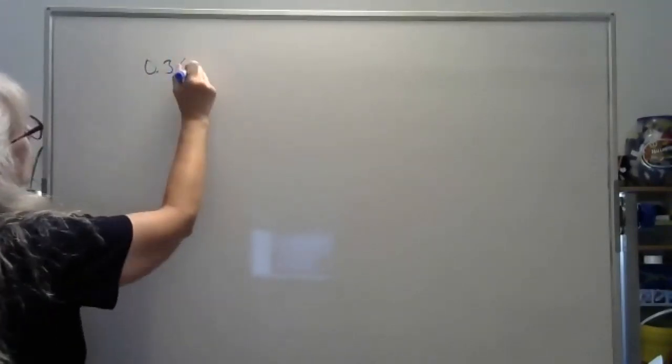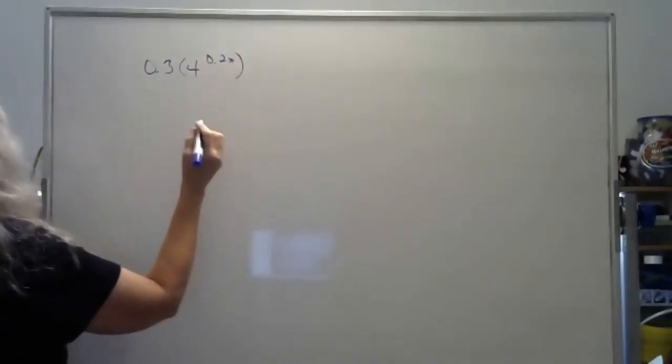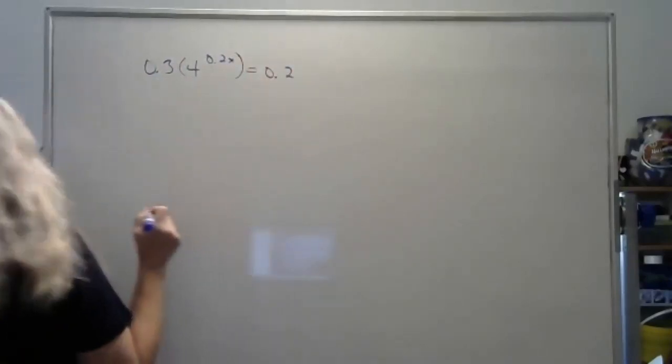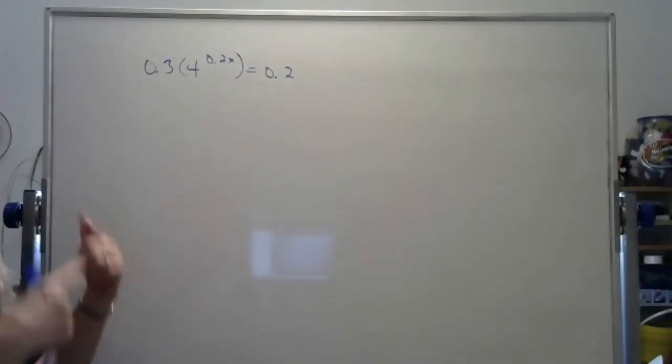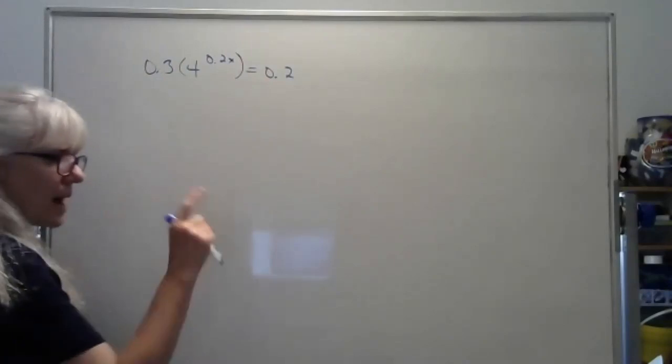Okay, so one more of these. So what if we have 0.3 times the quantity 4 raised to the 0.2x, and that's going to be equal to 0.2. That's a lot of decimals. And because we're headed to those application problems tomorrow, you see a lot more decimals floating in all of a sudden. Okay, so we do have to do step 1.